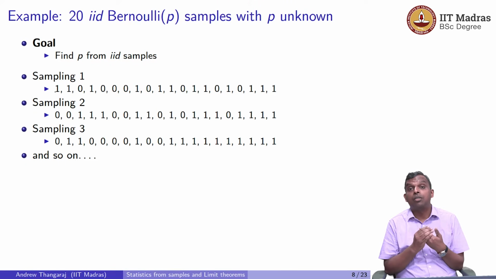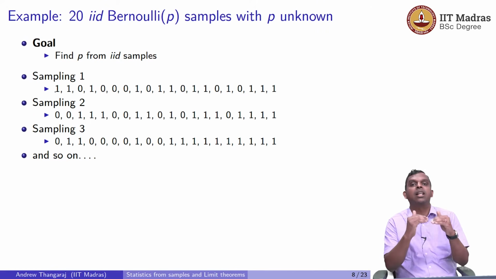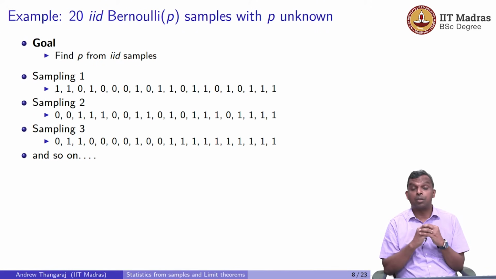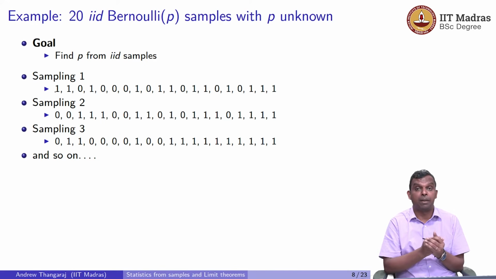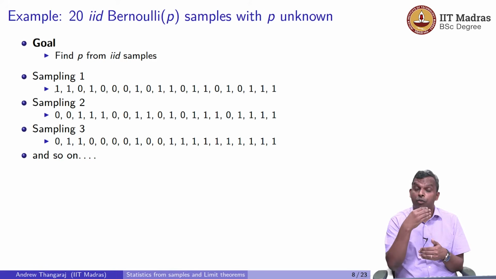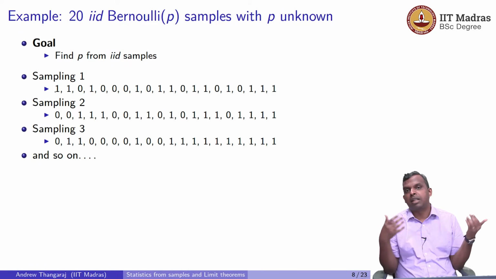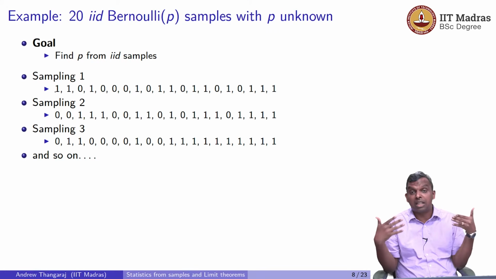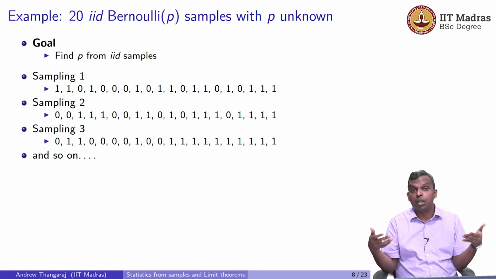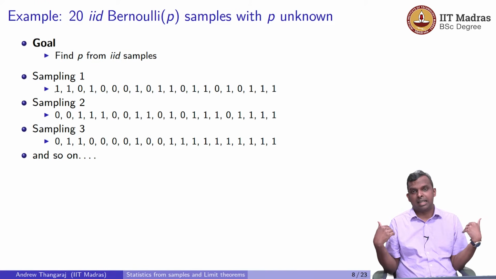Now, it's important for your statistical procedure to work with any particular instance. Your statistical procedure, supposing you develop a statistical procedure for finding P from the samples, it should work for sampling 1, it should work for sampling 2, it should also work for sampling 3, or maybe sampling 4, sampling 5, sampling 6. Whatever samples I come up with, as long as I am faithfully giving you IID Bernoulli P samples, your procedure should give you the exact same answer. So the samples are actually random.